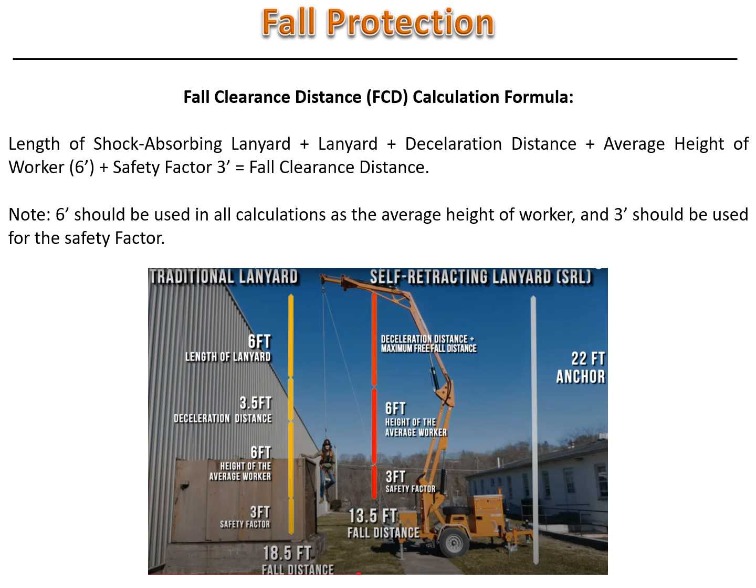Fall clearance distance, FCD, calculation formula. Length of shock absorbing lanyard plus deceleration distance plus average height of worker, 6, plus safety factor 3 equals fall clearance distance. Note: 6 should be used in all calculations as the average height of worker, and 3 should be used for the safety factor.